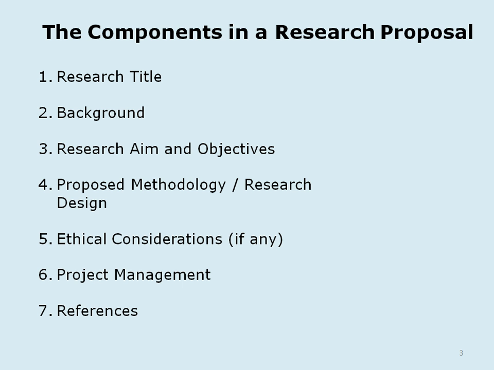In terms of the structure of a research project proposal, there are generally seven major sections that you need to think about. The first one is the research title: what you're going to call your project.